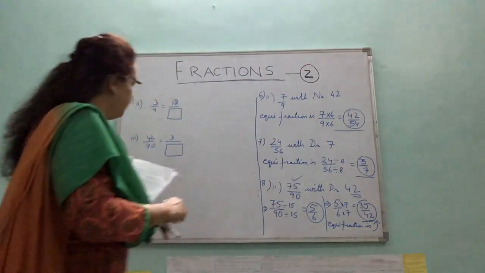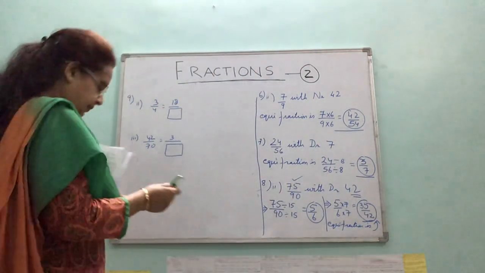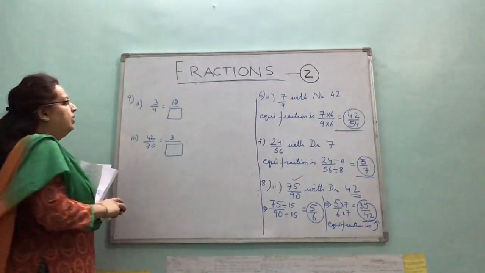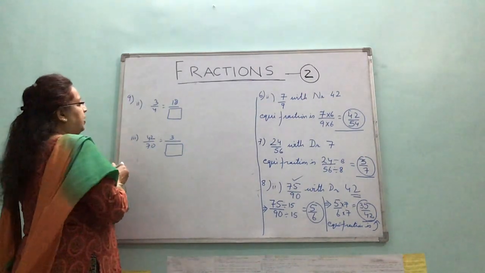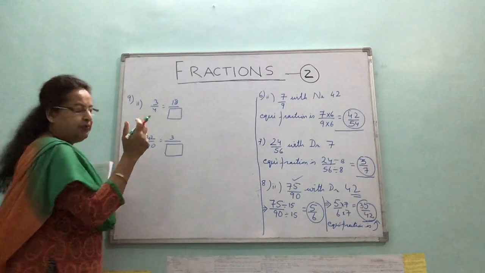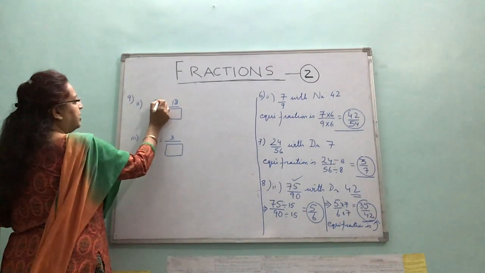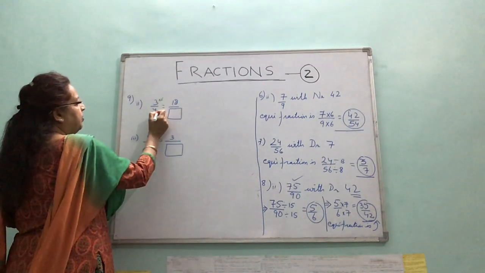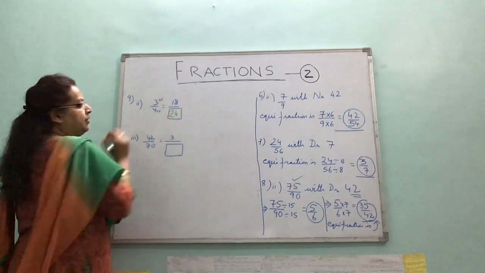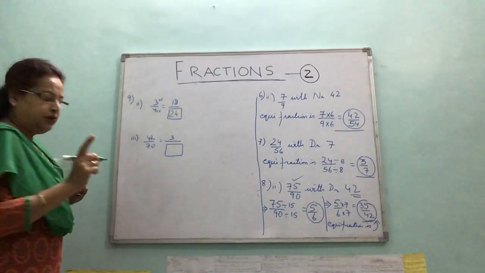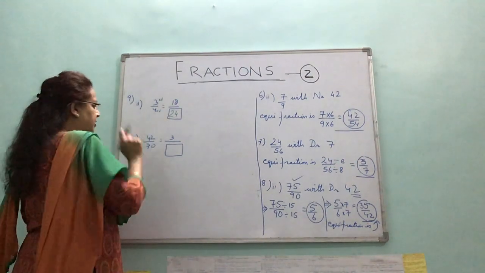Now, both are equivalent. They should be equivalent. So 3, orally you can do it, 3 into 6 is 18. So we'll multiply 4 into 6 also. So what should be the blank number? 24. The value should not change, it should be equivalent, right?